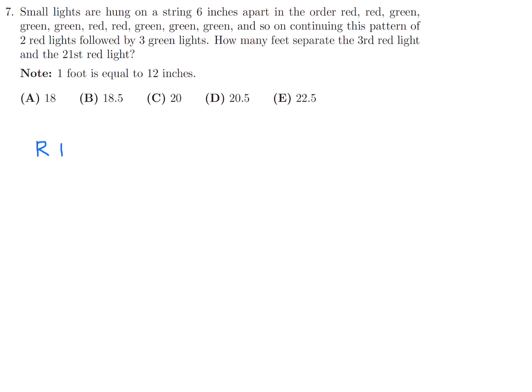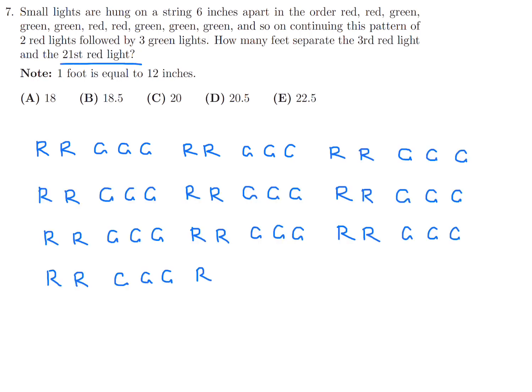We have a pattern of red, red, then green, green, green, then red, red, and then green, green, green, and so on, right? So what I'll do is I'll just write it out until I hit the 21st red light. So here we go. The 3rd red light is right here. And the 21st red light is right here. So they want you to figure out the distance.